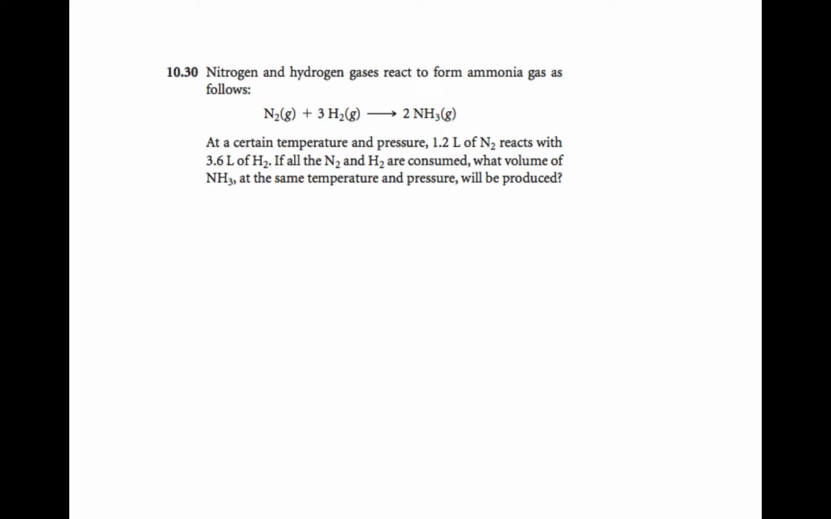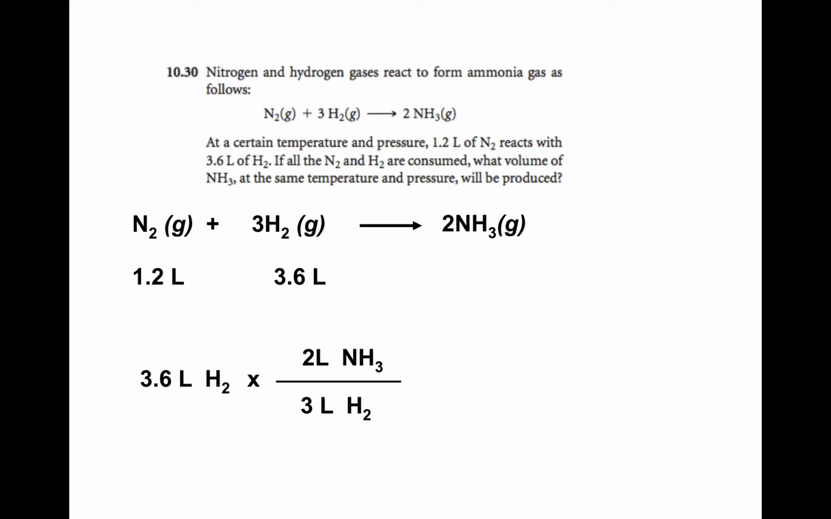Okay. As long as the temperature is constant and the pressure is constant, according to Avogadro's law, I can treat liters like moles. So I can talk about 1.2 liters reacting with 3.6 liters of hydrogen to produce how much ammonia. All right, so I guess they were saying they're going to run out together. So if you have 3.6 liters of hydrogen, how much ammonia is going to form? Well, for every 3 liters of hydrogen disappearing, you're making 2 liters of ammonia. So Avogadro's law.